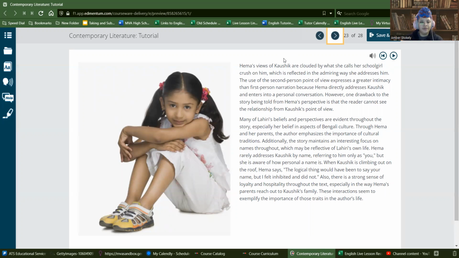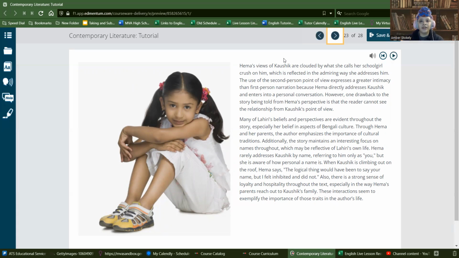So on slide 23, they give you a little more information. It says that Hema's views of Kaushik are clouded by what she calls her schoolgirl crush on him. So she recognizes that she has a crush on him. And you can tell that she does because of the way that she addresses him. She uses very admiring words. She calls him beautiful and things like that. So you get a lot more intimacy for her feelings. You feel closer to the character because she's talking to you. It's almost like you are in the story, is how they're addressing it.